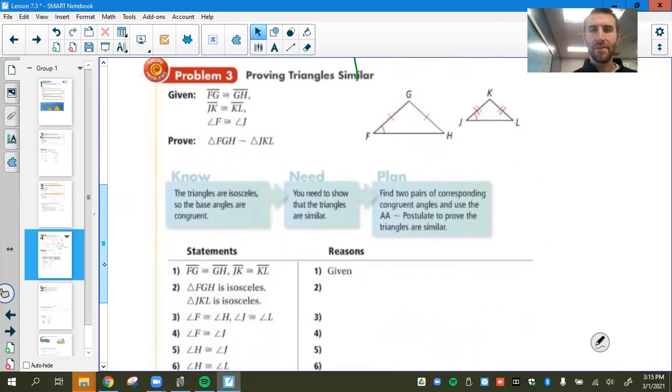So we know FG is equal to GH. We know JK is equal to KL. We also know angle F is congruent to angle J. Prove that those two triangles are similar. So we already have the given information. Now, how do we know triangle FGH and JKL are both isosceles? Well, that's the definition of an isosceles triangle.